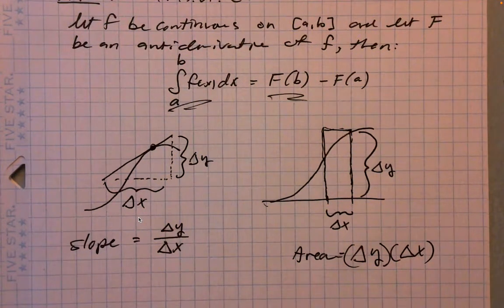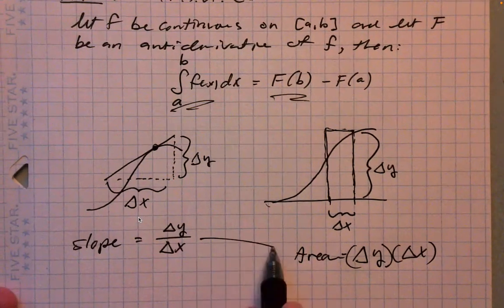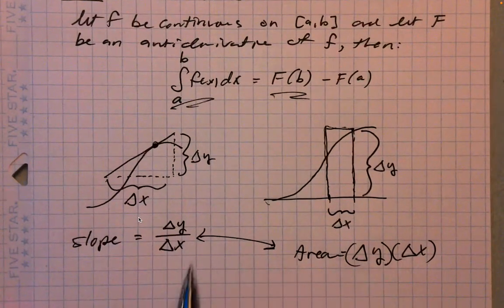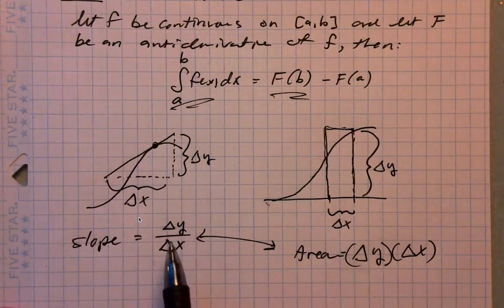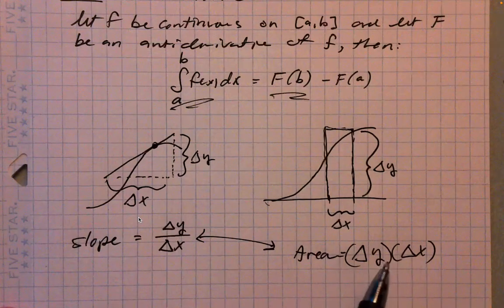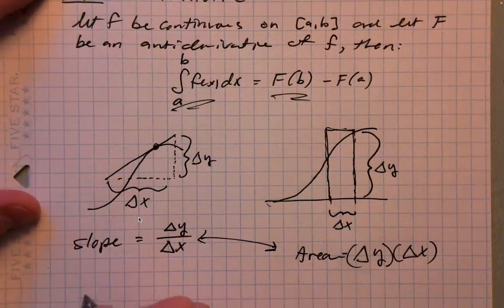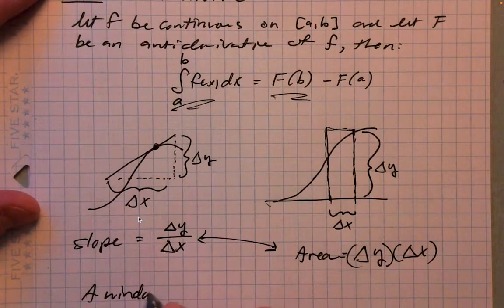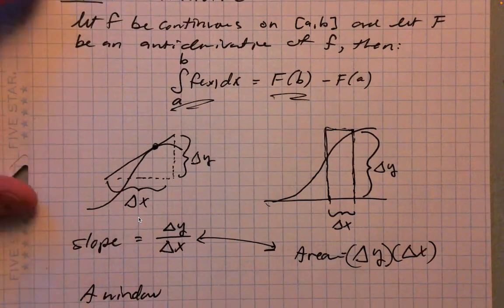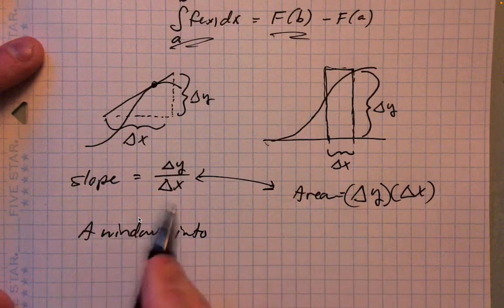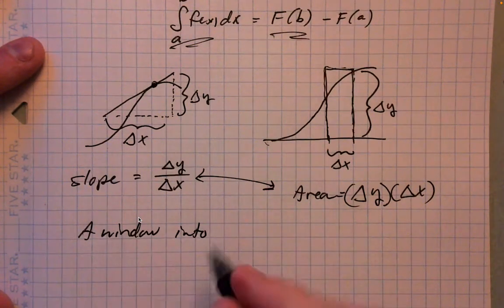Okay. And so, interestingly enough, these delta y, delta x's have this inverse relationship, right? So over here you're doing division, essentially, and over here you're doing multiplication, right? So it's just a window into the inverse nature of these two fundamental problems.